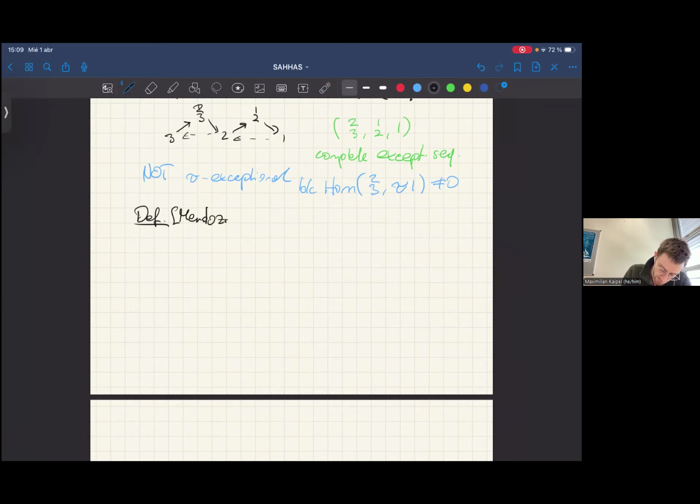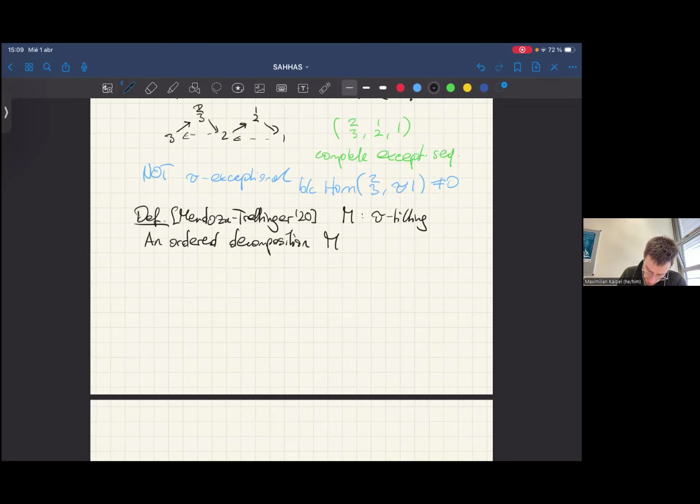So we will be interested in very particular ways of decomposing our modules. So from 2020, they say that if I take a tau tilting module, let's just take M to be tau tilting, then they call an ordered decomposition of M into indecomposables, which I'll write as M equals M_t plus and so on to M_1, TF admissible, or at least I will call it that. Maybe they call it slightly differently.